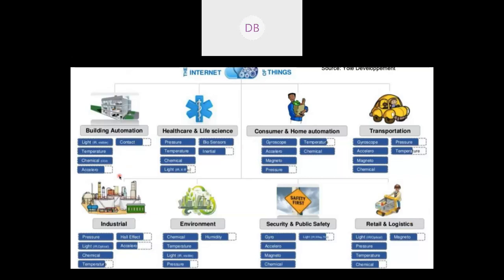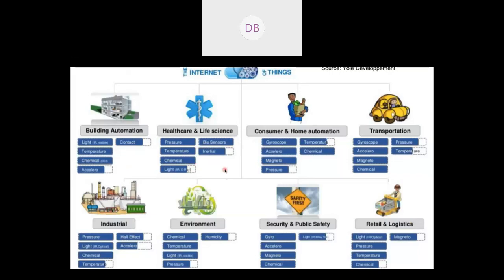Then healthcare or life science is one major area where plenty of problems are there on which people can work on sensors, and plenty of sensors are being used. We have pressure, your blood pressure, or temperature, body temperature measurement, chemical analysis, that is blood analytics, or light sensors where we have X-rays, and plenty of other things. Then we have biosensors. So there are plenty of sensor applications, especially in healthcare and life science applications. Then we have consumer and home automation systems.